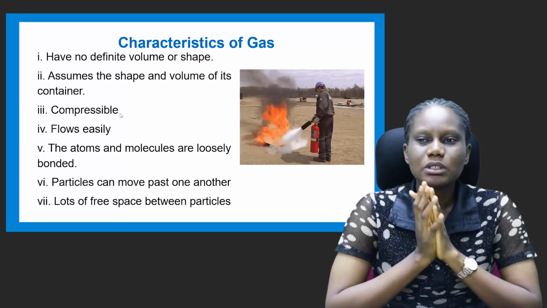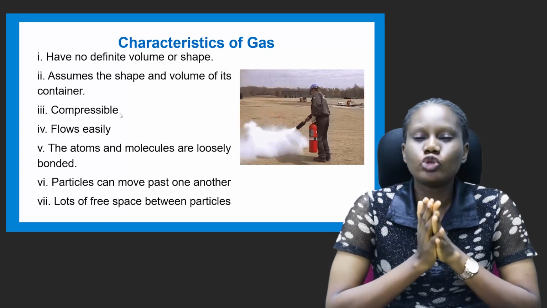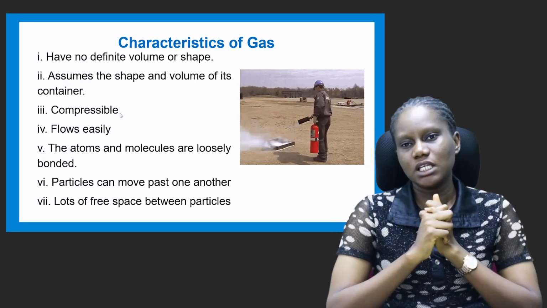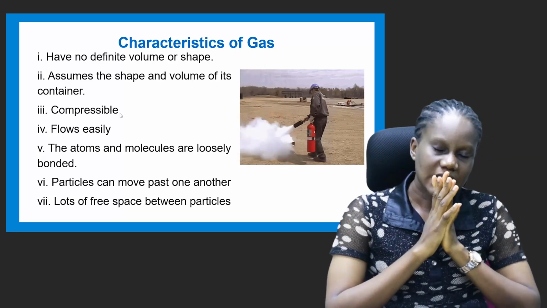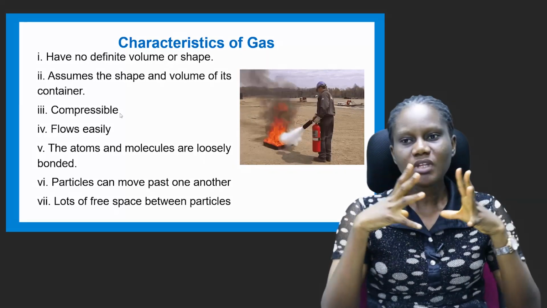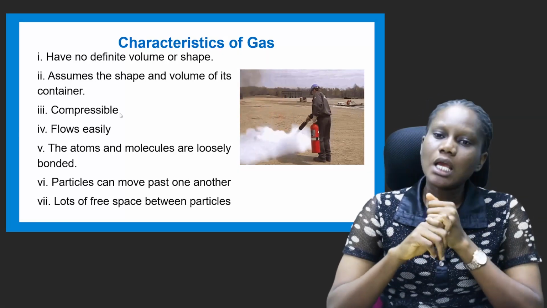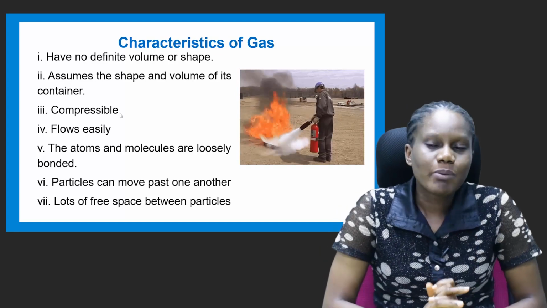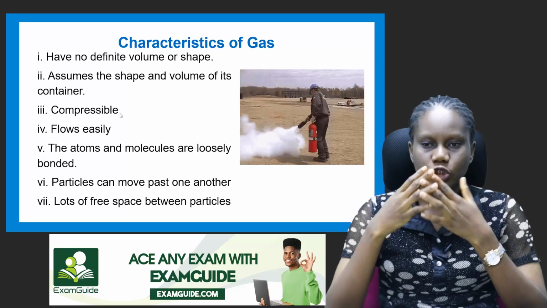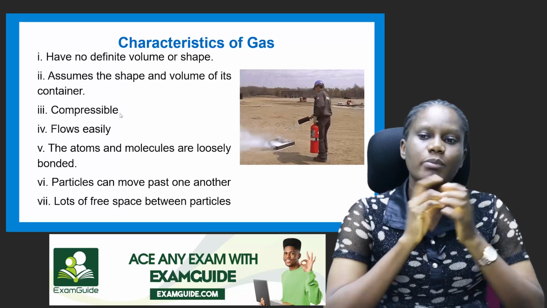And for water, you cannot easily compress it. It will have to flow out. But for gas, you can easily compress it, and it flows easily. The atoms and molecules of gas are loosely bonded. Then the particles can move past one another, just like we have in liquid.